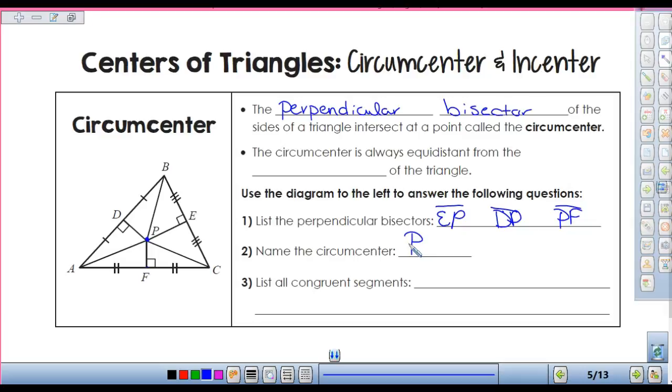All right, so we're going to start by listing some congruent segments. All right, we know that it bisects each side. So each side is going to get split into two congruent segments. So VE is going to be congruent to EC. What else? VD is congruent to BA, that's that side. And what's my third side? Yeah. AF is congruent to FC.